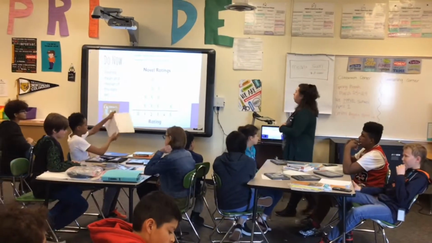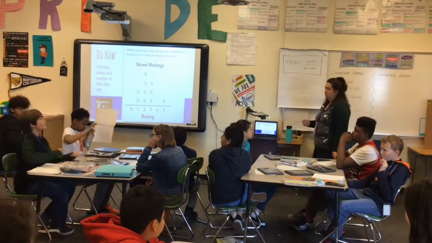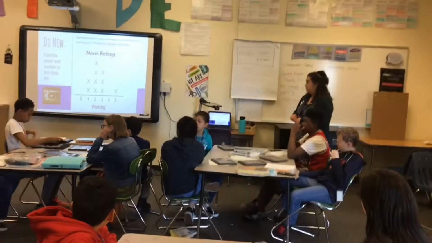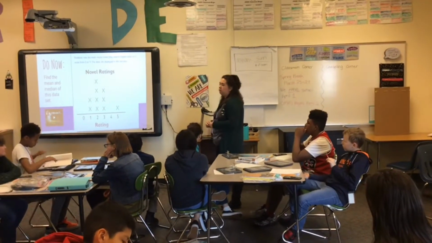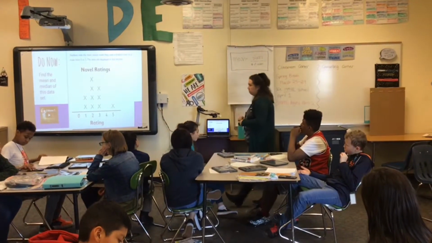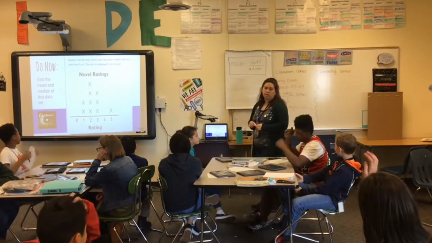All right. And Matthew, what is 24 divided by 10? 24 divided by 10 is 2.4. 2.4. So 2.4 is our mean, which is our average value of this data set. Now let's talk about the median. How would we go about finding the median, Sabrina?